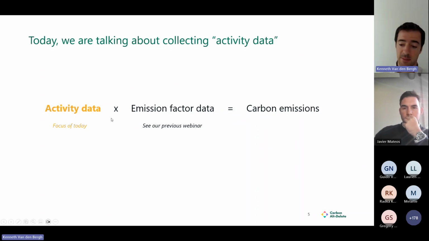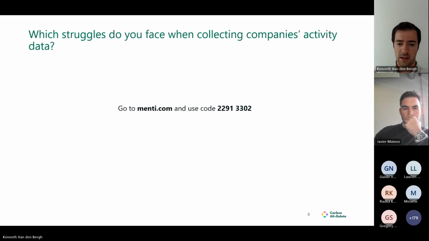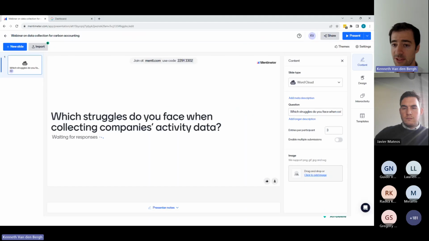But today we are talking about collecting activity data for your carbon footprinting. That is an introduction, and now I would like to basically put you a bit to work. So please go to this link, menti.com, use the code, and then you will see the question popping up: which struggles do you face when you're collecting activity data of your clients, of the companies that you're supporting with the carbon footprint? So if you go to the Menti link, you see that you have three free fields to answer it.